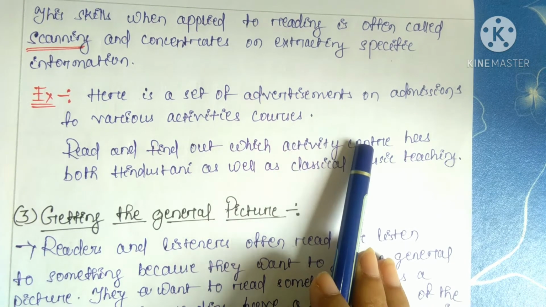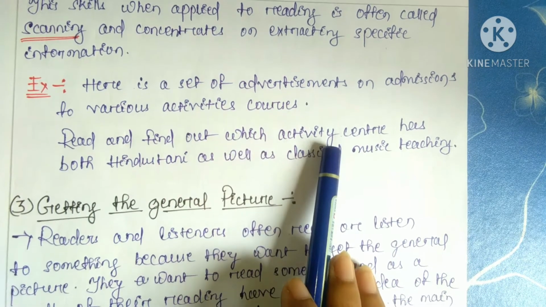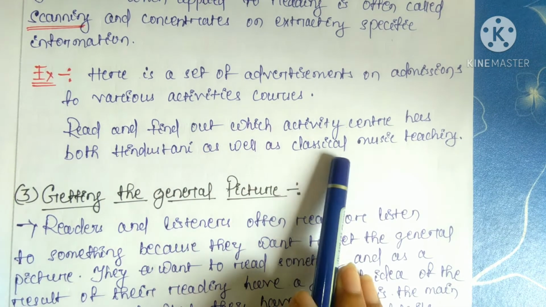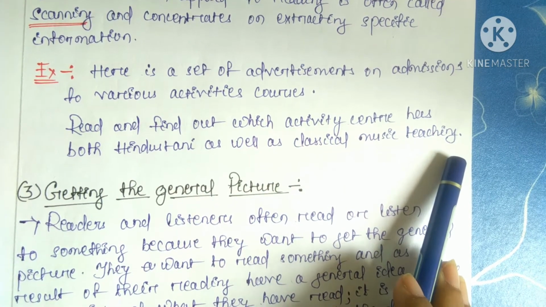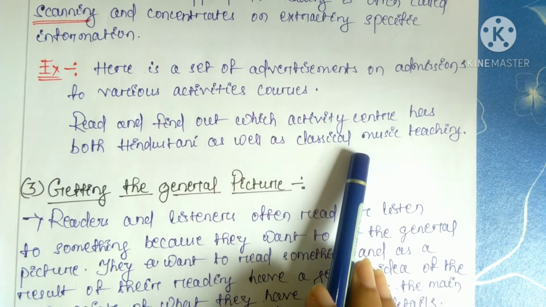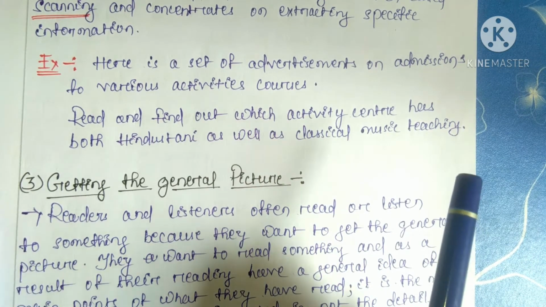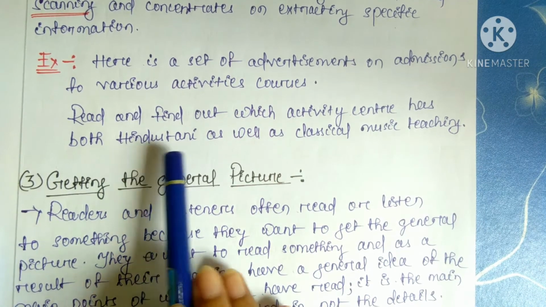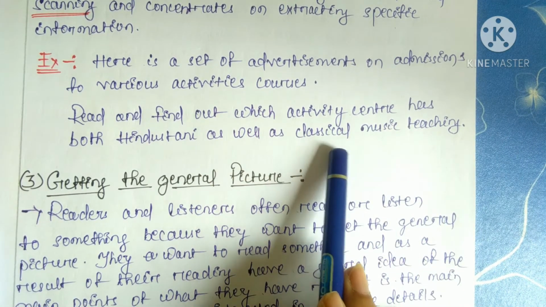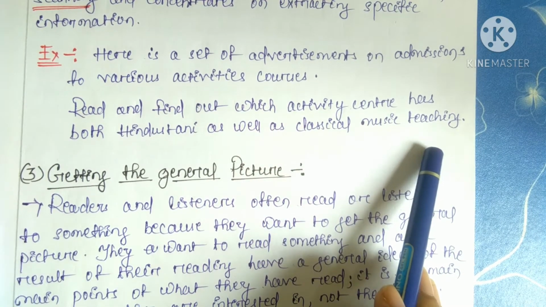So these are the activities courses. Read and find out which activity center has both Hindustani as well as classical music teaching. In music there are many variations: Hindustani, classical and other folk songs. So which activities center is providing Hindustani as well as classical music teaching? A learner should find out these two activity centers.